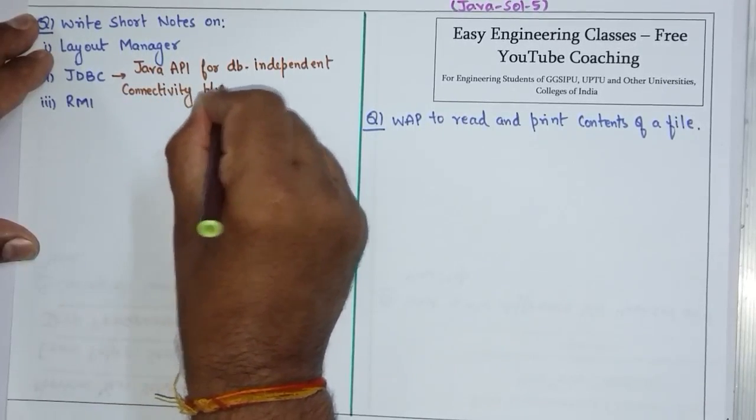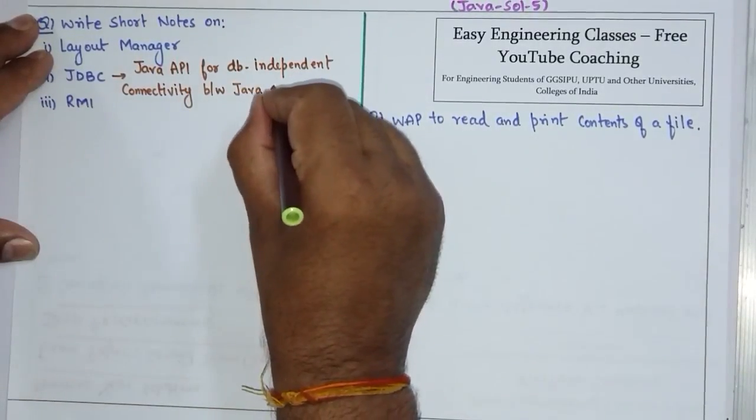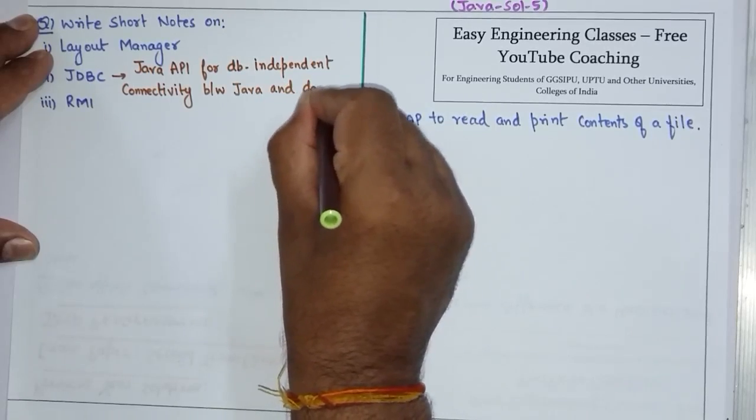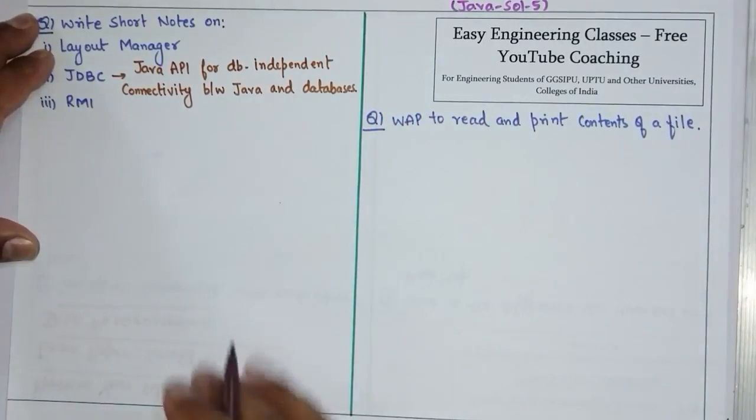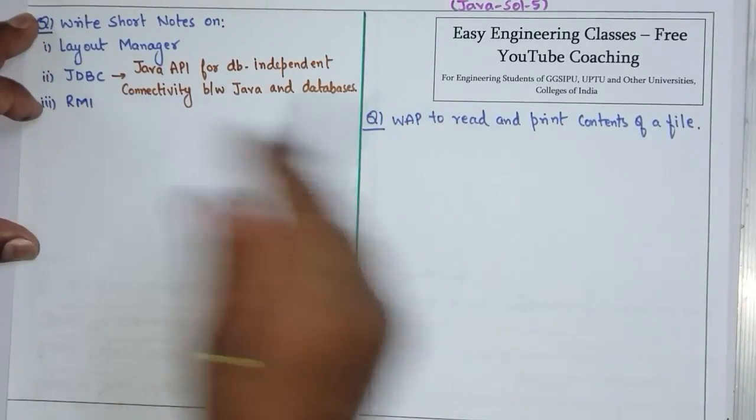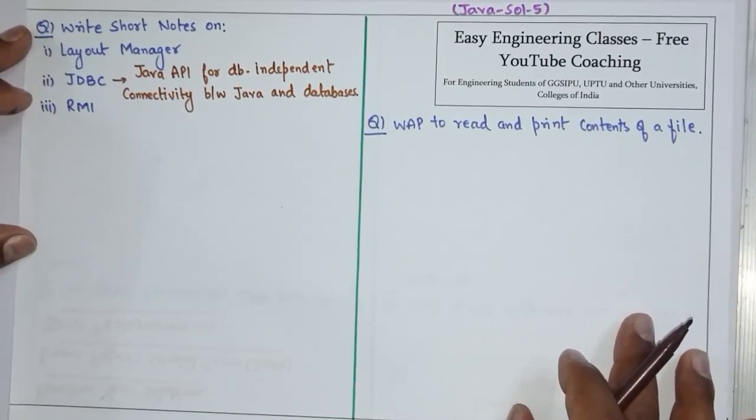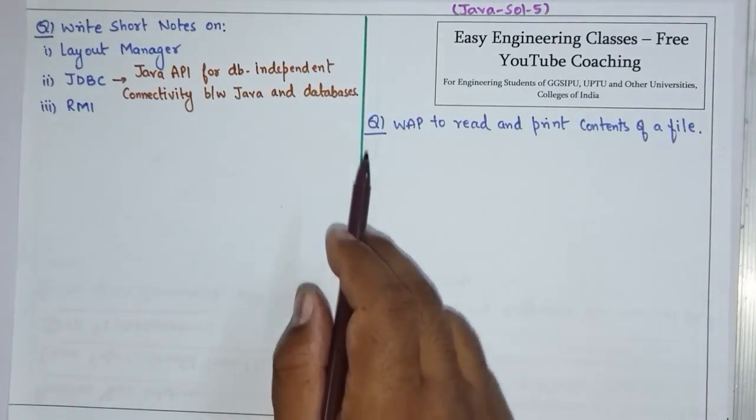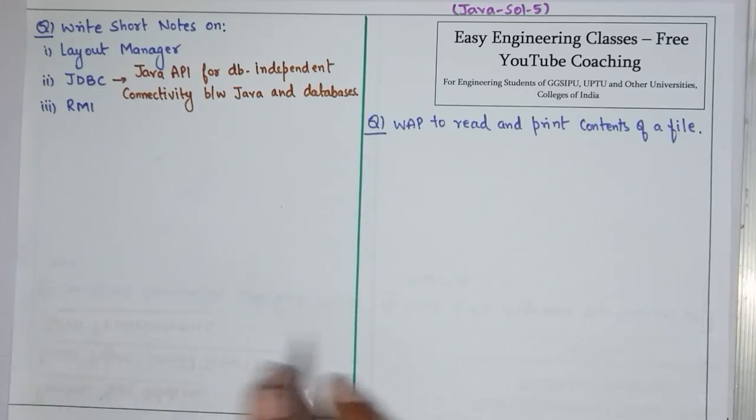Between Java and various databases. Clear? So this is the basic definition of JDBC, that is Java Database Connectivity. You can refer to the earlier video by clicking the link over here.